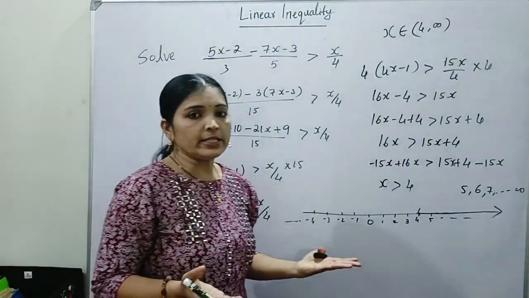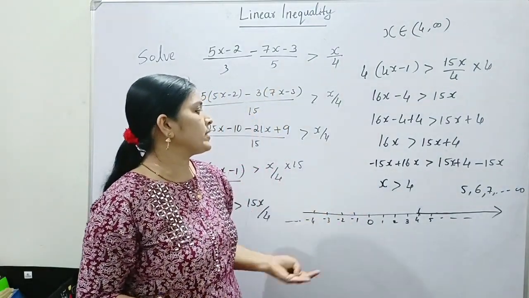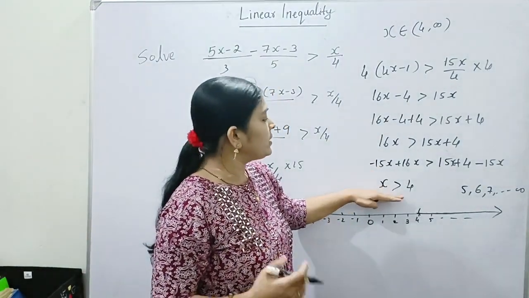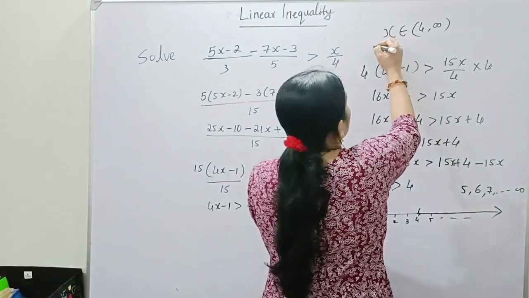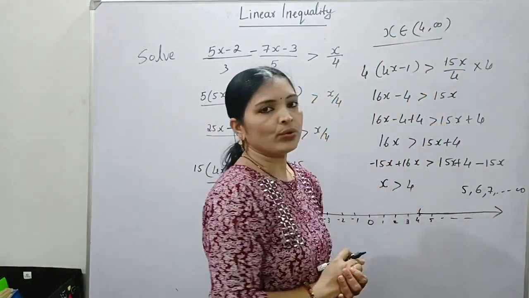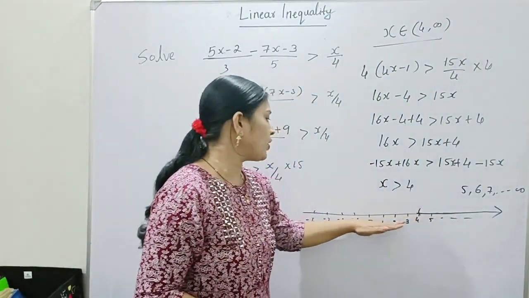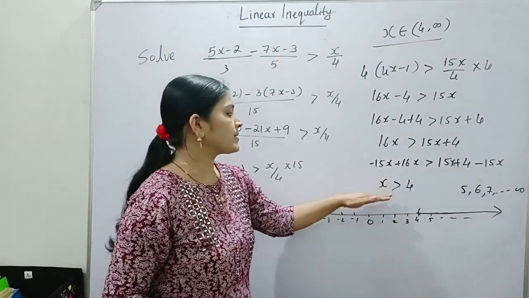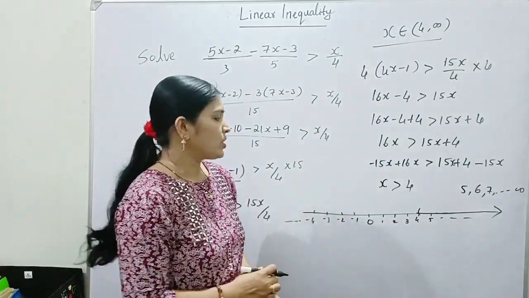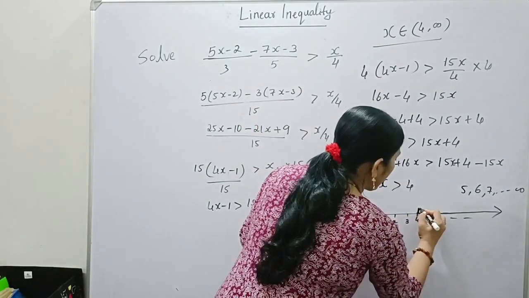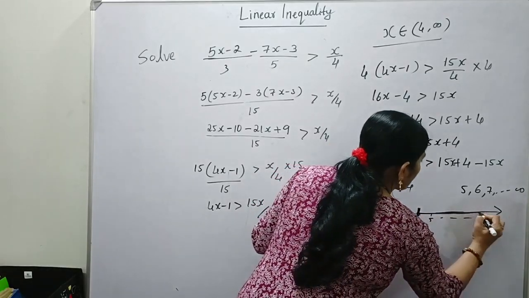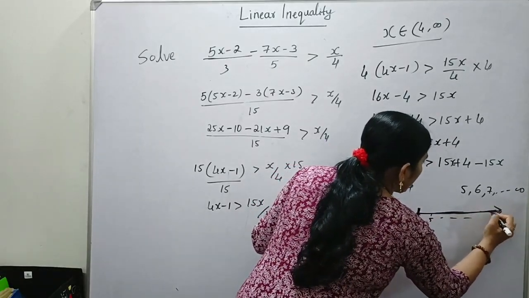If x is an integer, what about the solutions? x integer, same solution. x belongs to 4 to infinity. Negative values will not be included because x is greater than 4. So on the number line, this is the solution. The solutions are lying here.